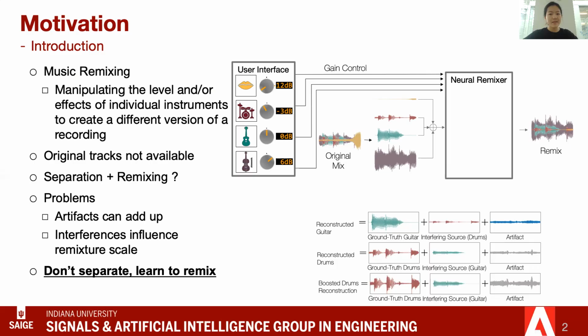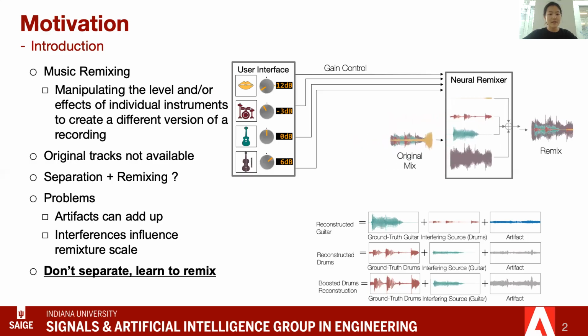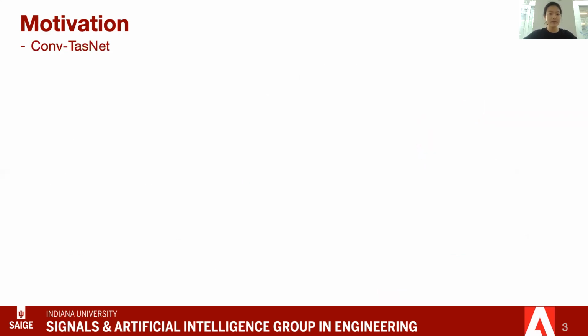To summarize in one sentence: don't separate, learn to remix. Instead of keeping the separator, we want to design an end-to-end neural remixer to implicitly separate and remix. With that said, a powerful separation model is still needed in this research to form a baseline model, and from it, we'll also derive our proposed models.